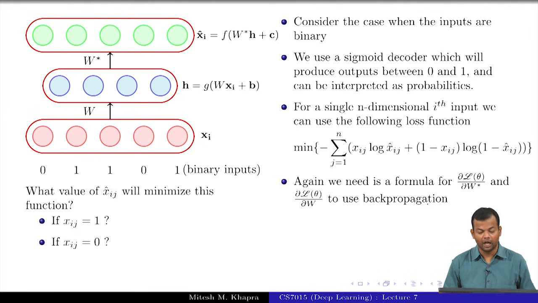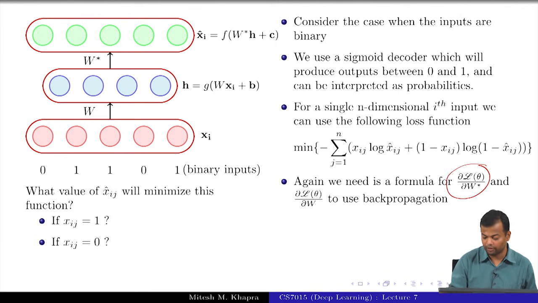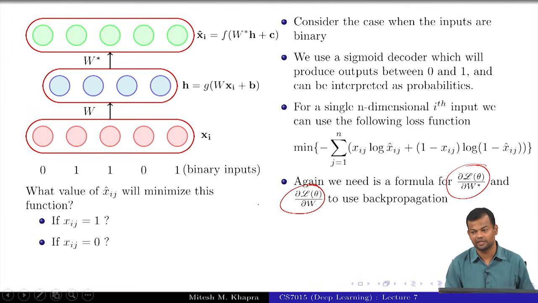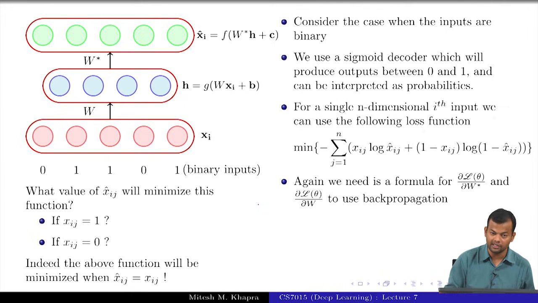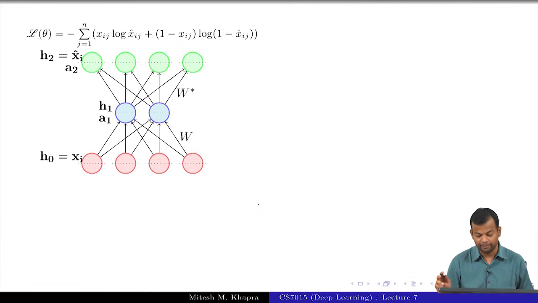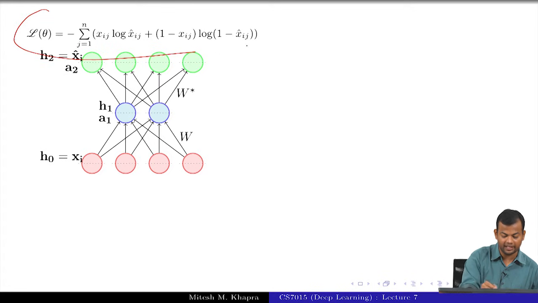Now again we have this problem that we want to use backpropagation to train this network. And once again, for backpropagation, we will need the following gradients: the gradients of the loss function with respect to W and W star. And I'm going to make the same argument again, that whatever hard work you had done in the backpropagation lecture, you can just reuse all of it, because the only thing you're changing is this final loss function.